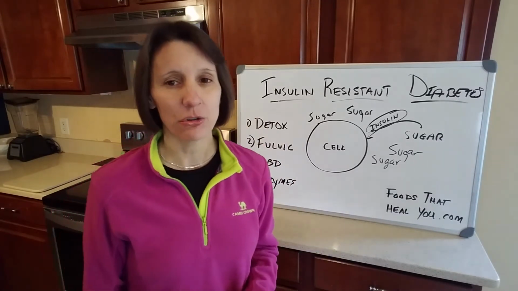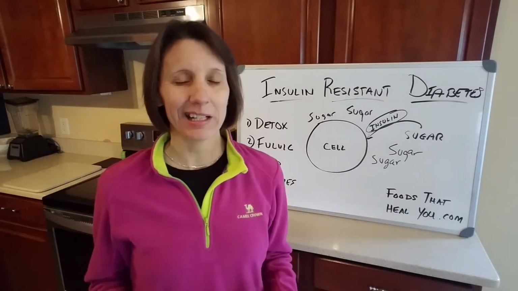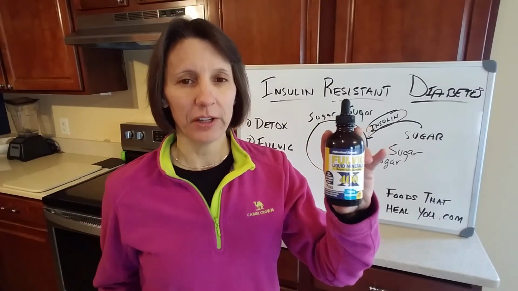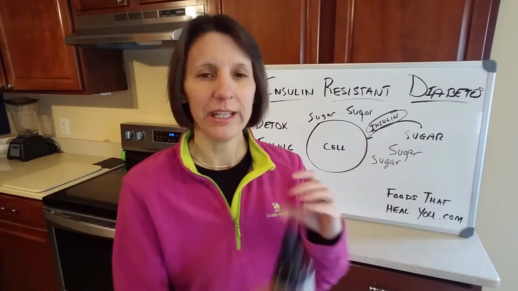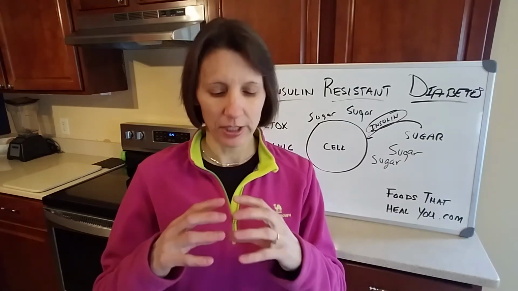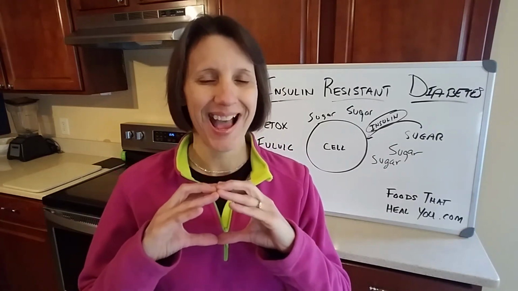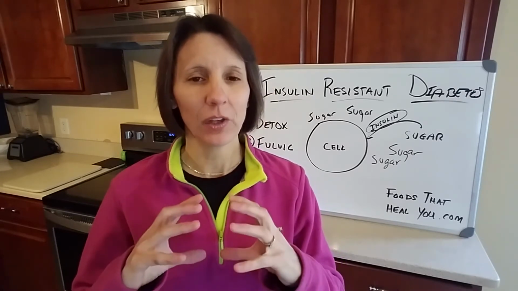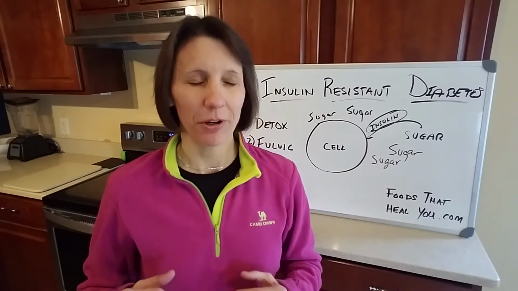The second thing that you can do is fulvic ionic minerals. And I have them right here, fulvic ionic minerals. They're available on my website. What these do is it's a mineral that helps break down the toxic waste around the actual cell wall to make the cell more permeable.